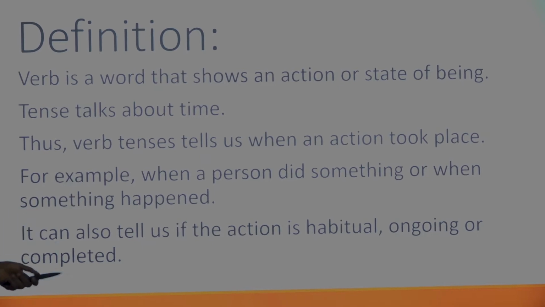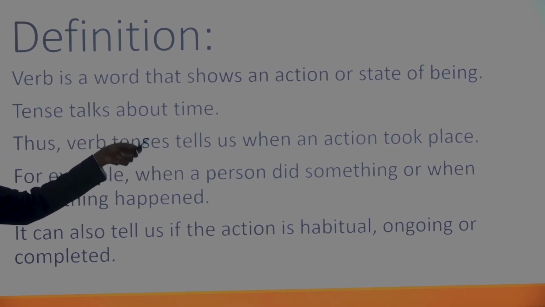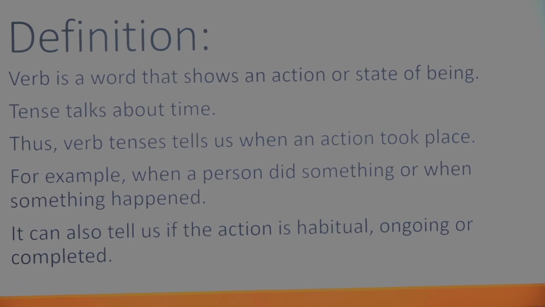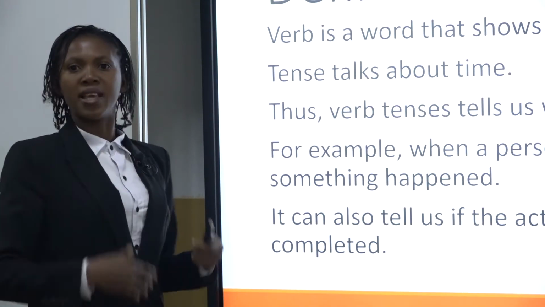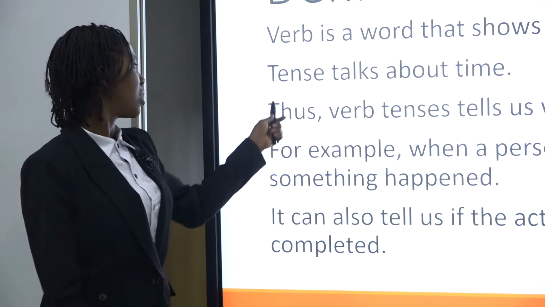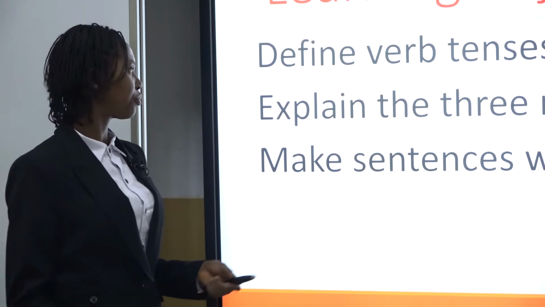Definition of verb. A verb is a word that shows an action or state of being. When we talk about state, just as we have mentioned actions like stand, sleep, sweep, state talks about our feeling, our emotion. Tense talks about time. What time does it happen?